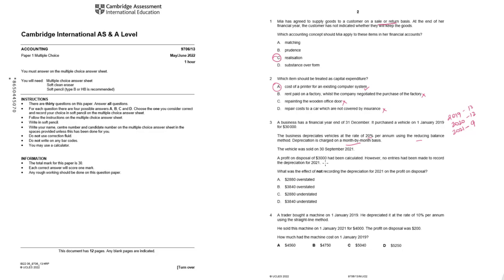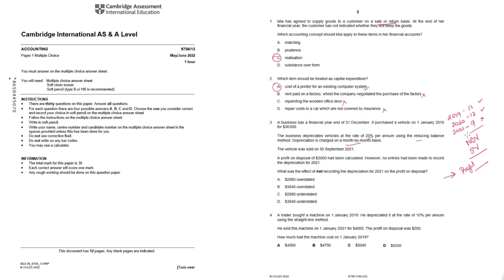Understand that they had provided the depreciation for 2019 and for 2020, but they did not provide the depreciation for 2021. After that, they calculated the net book value, then compared it with the sale value and got the profit. The question is, what is the effect on this profit because of not recording the depreciation for these 9 months in 2021? If you get the value of these 9 months' depreciation, the profit here is understated, because less depreciation means higher net book value, means lower profit.